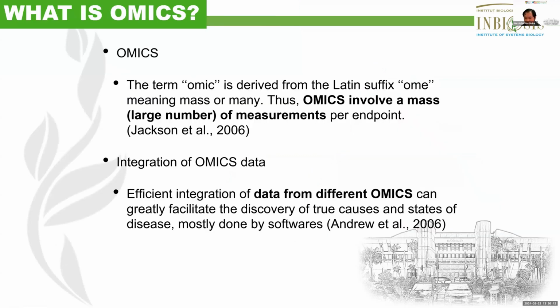So this is just the definition of omics. The term omics, as in many scientific terms, came from Latin origin. So omics involves a mass or large number of measurements. And secondly, integration. So from this large omics data, software and so on are being developed in order to integrate them to find more meaningful biological relevance from the results.